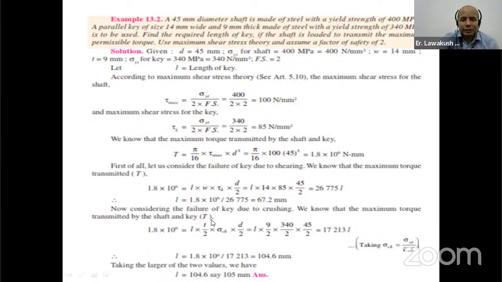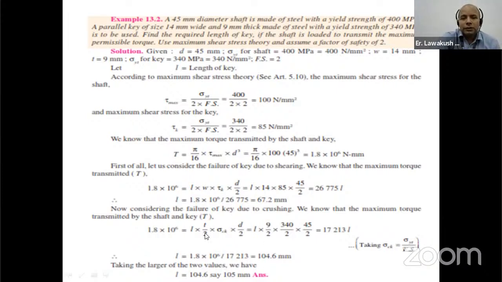Now considering the failure of the key due to crushing, we know that the maximum torque transmitted by the shaft and key, denoted by capital T, equals L into t by 2 into sigma ck into d by 2. Now we will put here the value of capital T and the values of all the other things. After simplification, finally we will get the value of L as 104.6 millimeter.